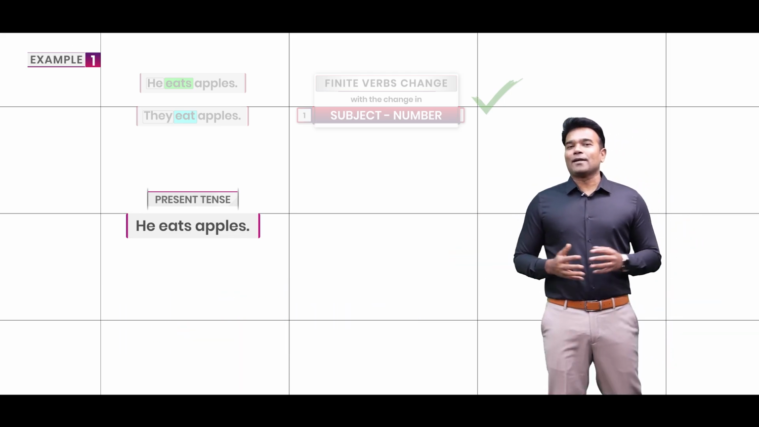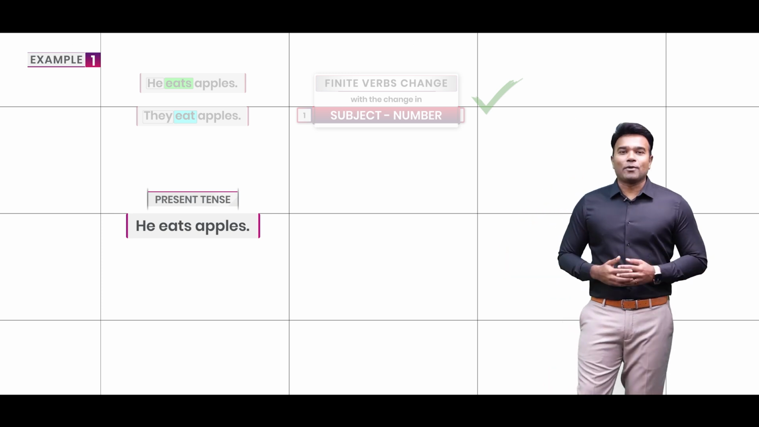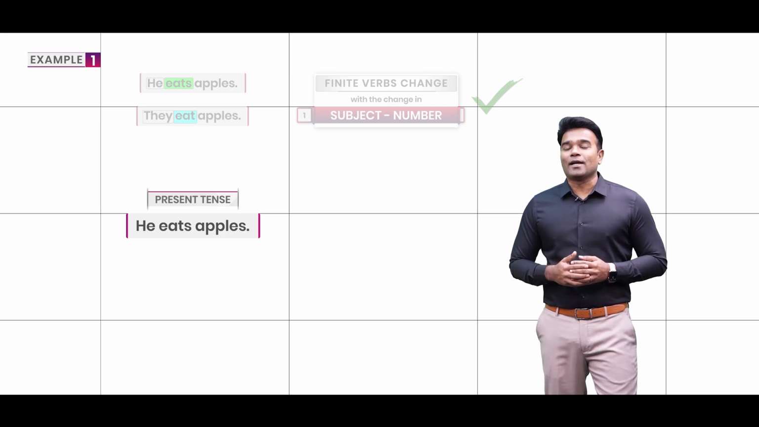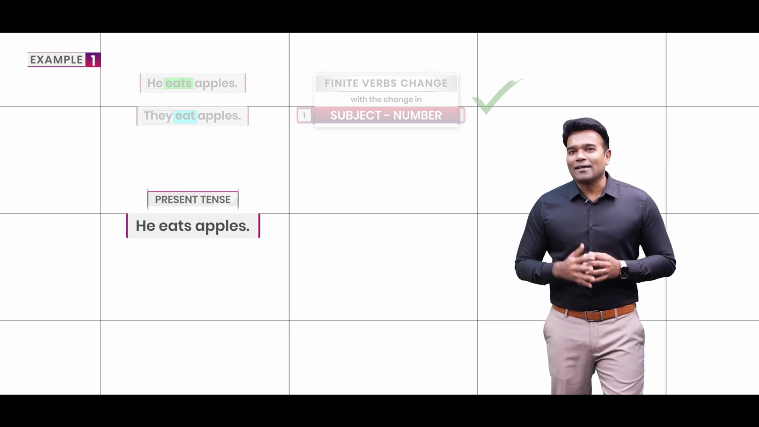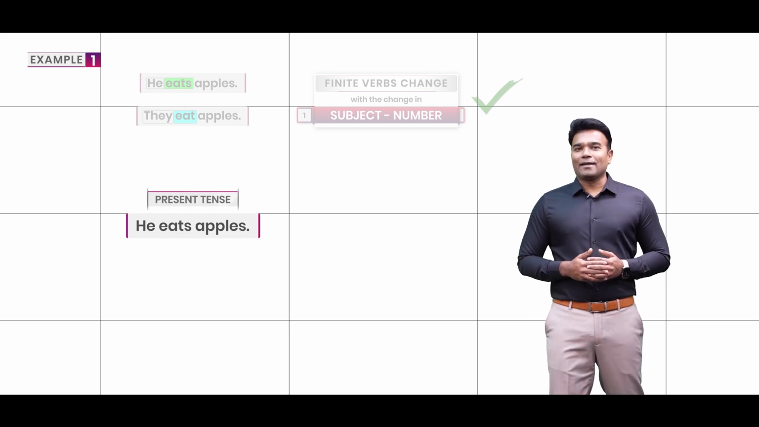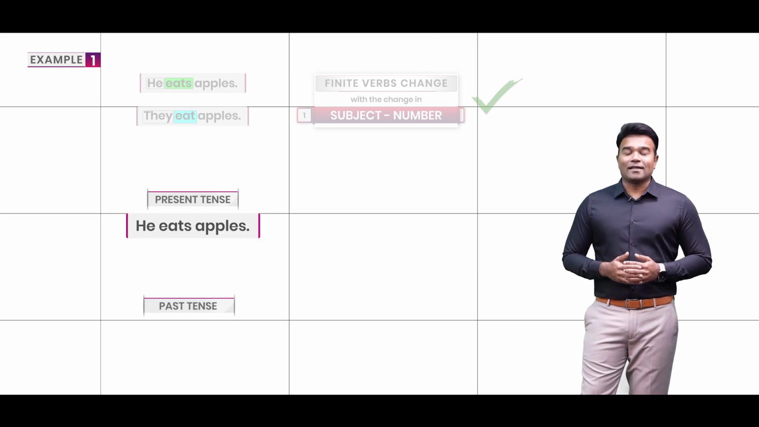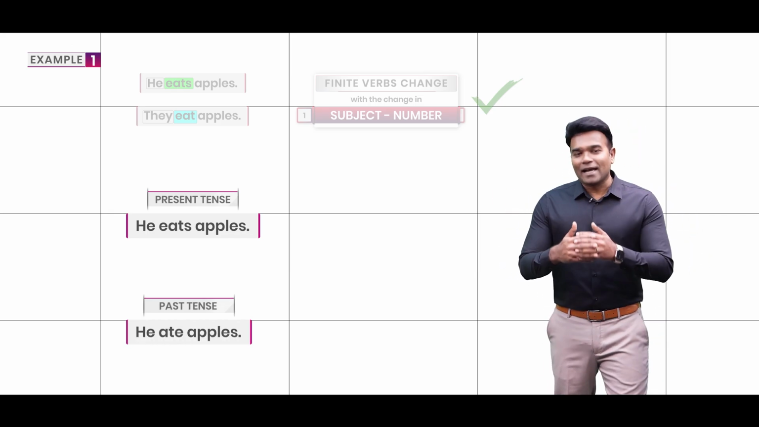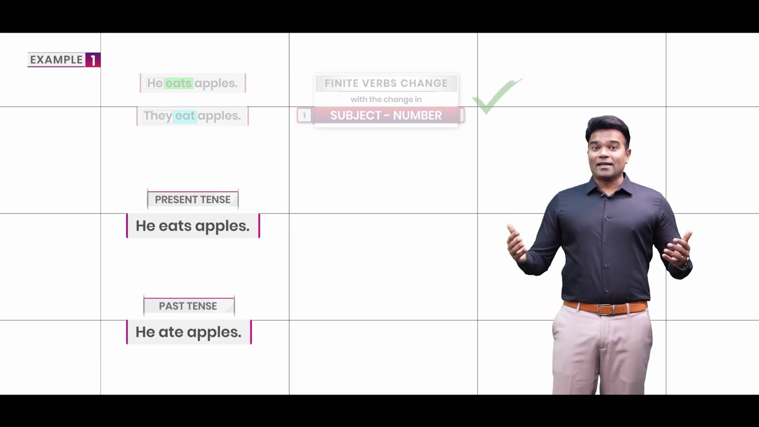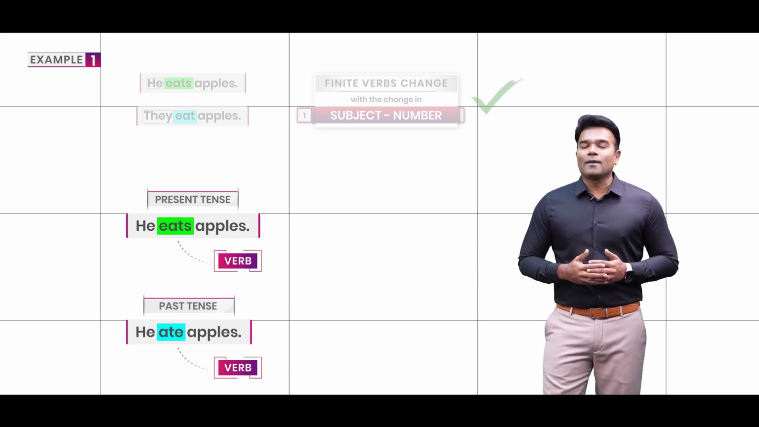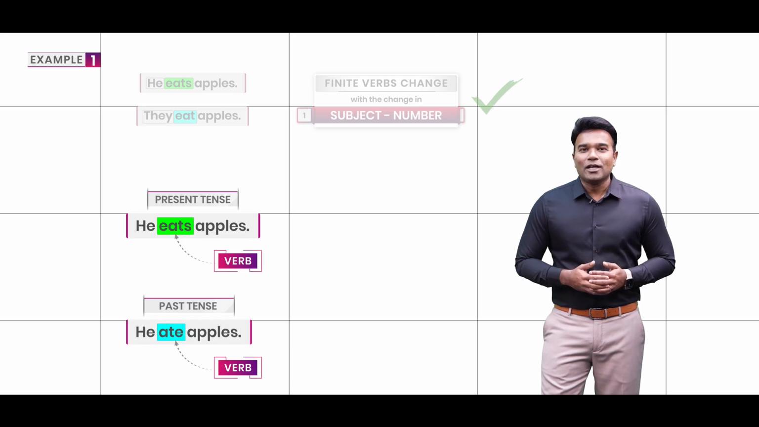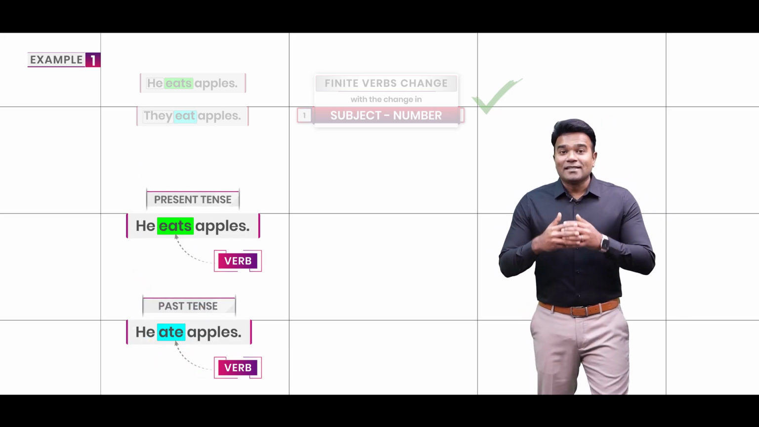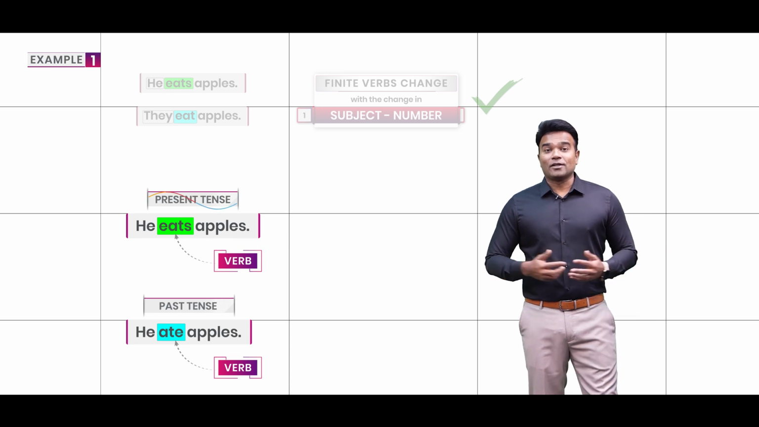But at this point in time, when we have to understand the concept of finite verbs, what I can tell you is that this sentence happens to be in the present tense, and just in case I have to express the same sentence in the past tense, then I will have to express it like this: he ate apples. Well, you can notice that there is a change in the verb. If and only if you change eats to ate, only then the tense of the sentence shall change from present to past.